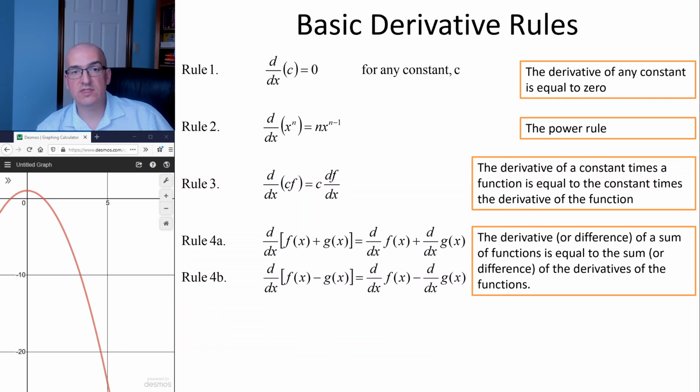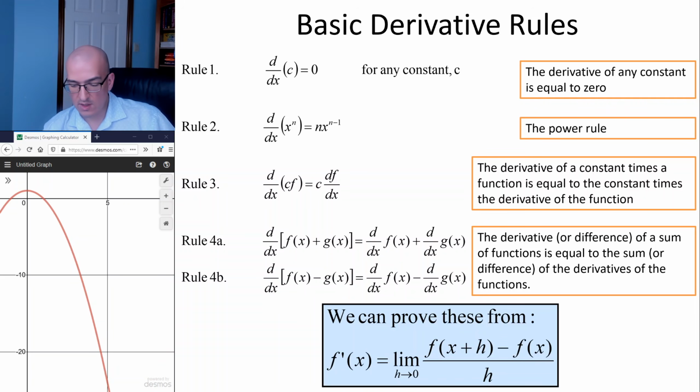The next two rules state that if we take a sum or difference of functions and take their derivative, it's equivalent to the derivative of the first function plus the derivative of the second in the case of a sum, or the derivative of the first minus the derivative of the second in the case of a difference. Each of these is actually relatively straightforward to prove using this expression. The derivative is defined as the limit as h approaches 0 of f of x plus h minus f of x all over h.